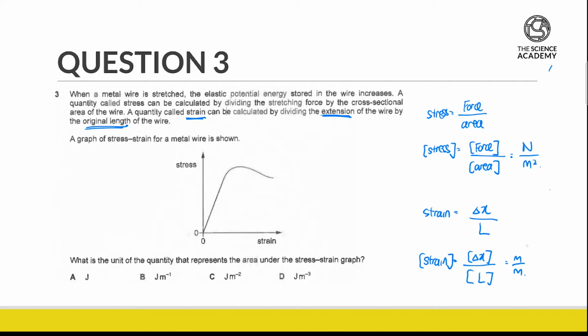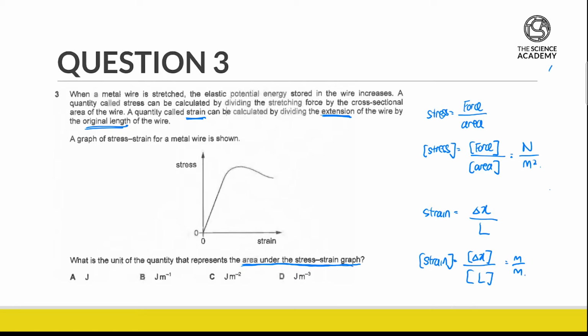Right now, at this stage, I could make a cancellation and say that strain is essentially dimensionless, but I'm not going to do that. What I'm going to do is continue on with the rest of the question first to see what they want. Okay, so the question then says we have a graph of stress and strain. So they ask what is the unit of the quantity that represents the area under the stress strain graph. So they want the unit of the area.